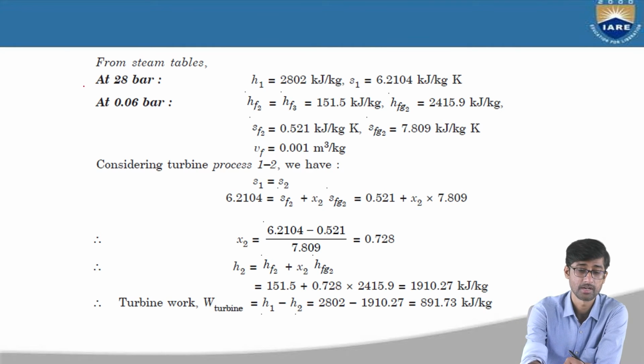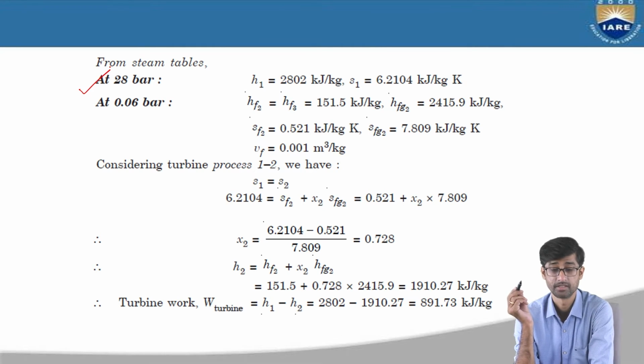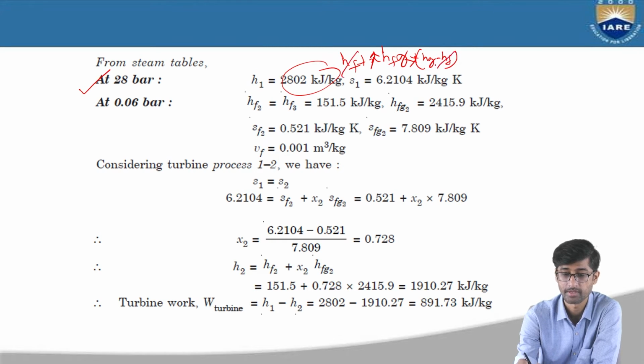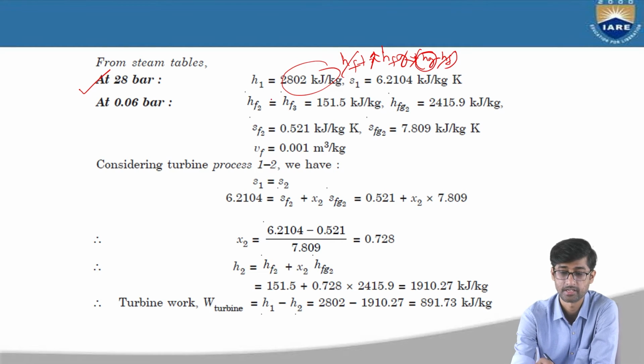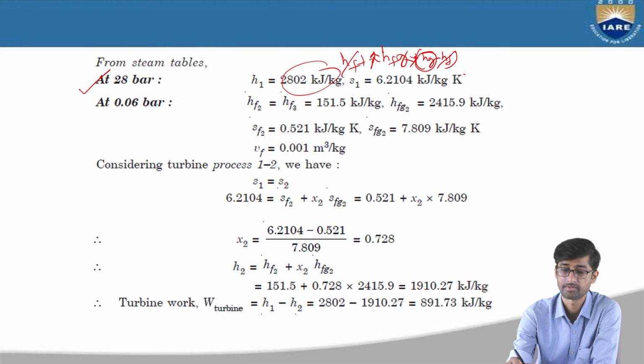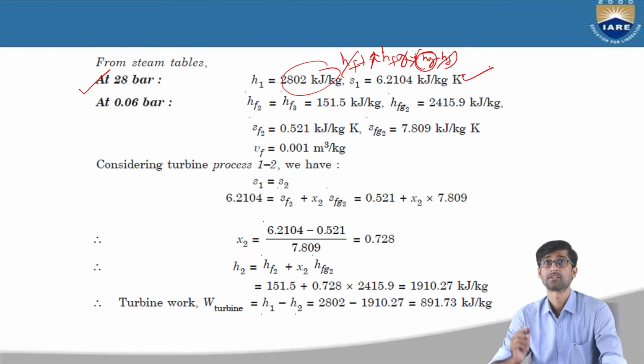So from steam table at pressure 28 bar, right? So calculate the value of H1 because H1 is equal to HF plus X into HFG. So this will become Hg minus HF, right? If you put the X is equal to 1, here HF will be cancelled. Now what is the value of Hg at pressure 28 bar? That will become H1. Similarly, you have to find out the value of S1 from steam table. This is H1 and S1.